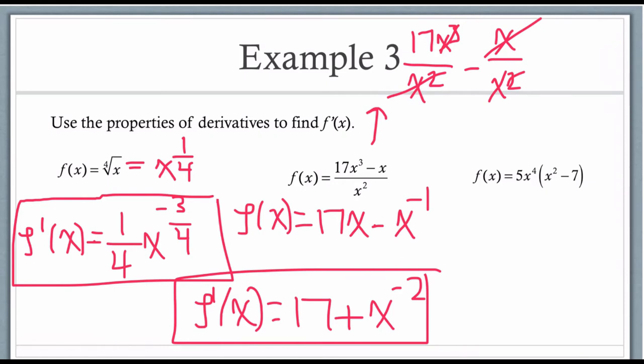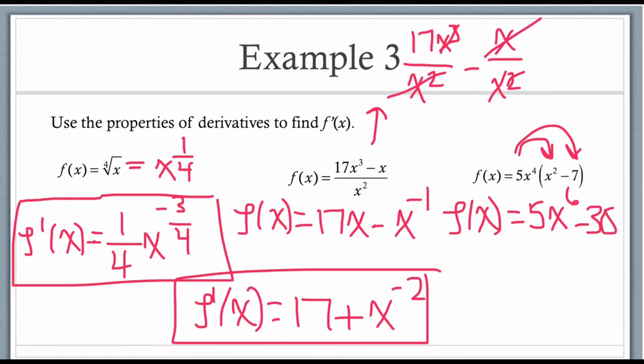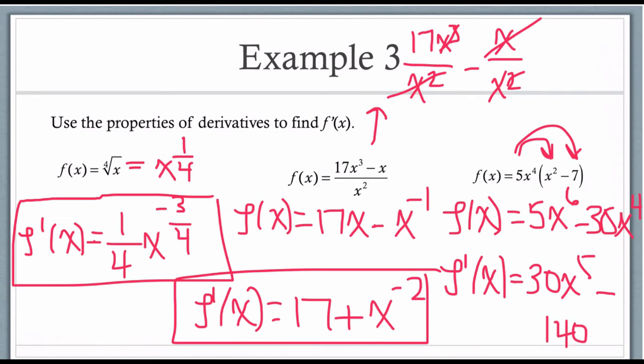In my last example, like I said, I have a product. So if I can, I want to try to simplify my product. So I'm going to distribute that 5x to the 4th. So my new f of x function is 5x to the 6th minus 35x to the 4th. Now I can use my power rule. f prime of x is 30x to the 5th minus 140x to the 3rd.